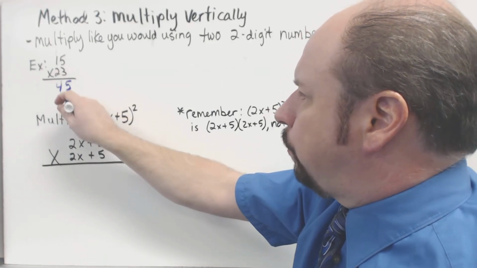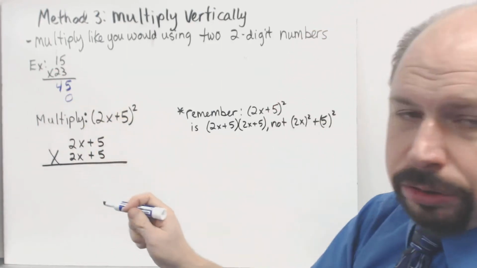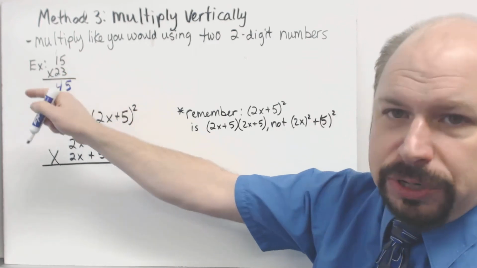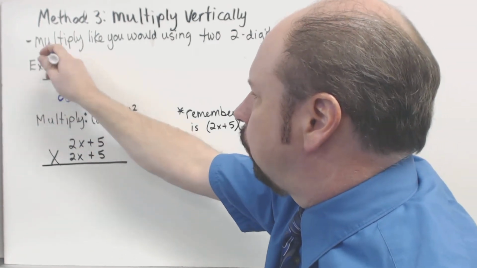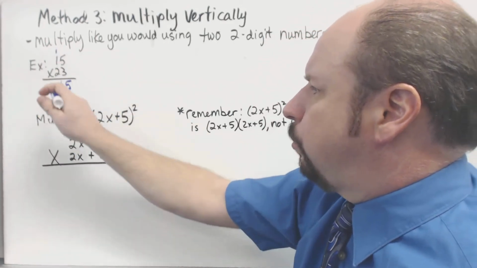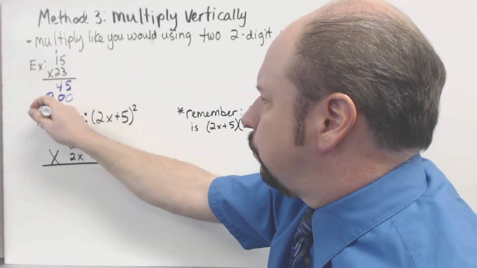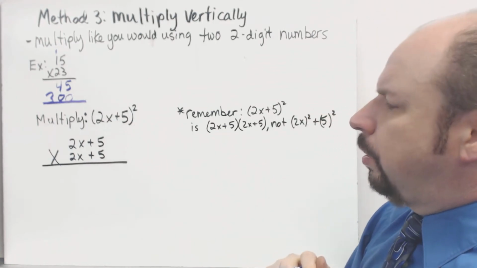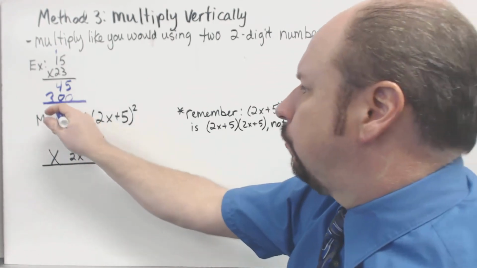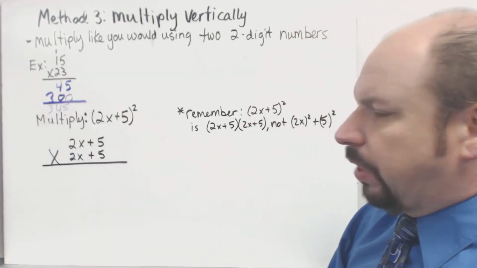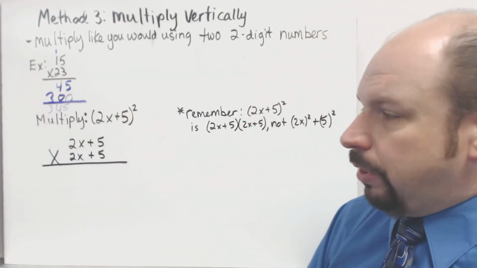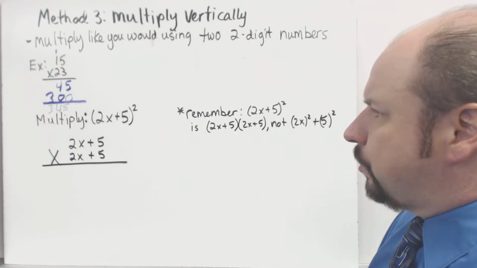And then remember we have to put a 0 here. And then we multiply the 2 times the 5 and the 2 times the 1. So 2 times 5 is 10. Carry the 1 again. 2 times the 1 is 2 plus 1 is 3. So we end up with 300 plus 45, so 345. Okay, so hopefully that's a good refresher of how to multiply two two-digit numbers.